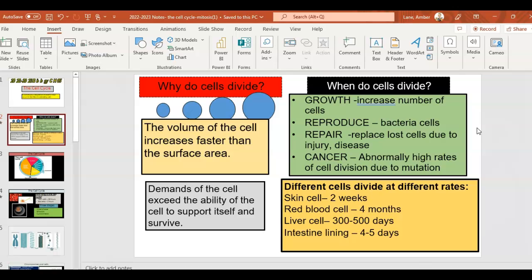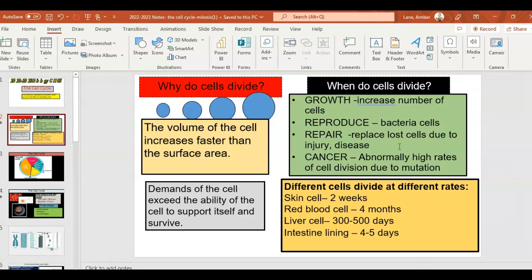Some cells have to divide to reproduce, and those are bacteria cells. Some cells have to divide in order to repair, so replace any lost cells due to injury or disease. So when you fall down and you cut yourself and you're all scabby, after a week or two, then that scab goes away, that dried blood goes away, your cells divide and heal your cut.